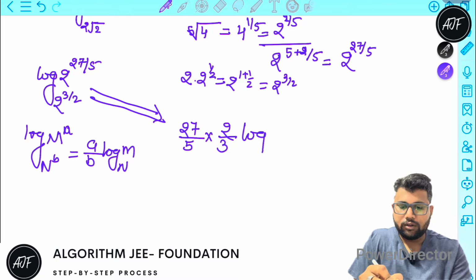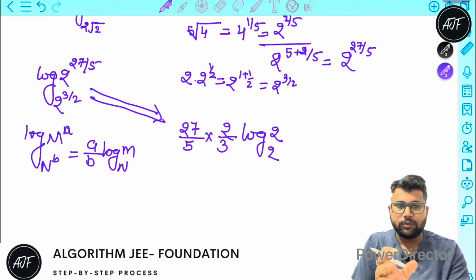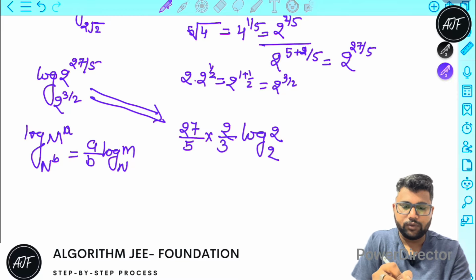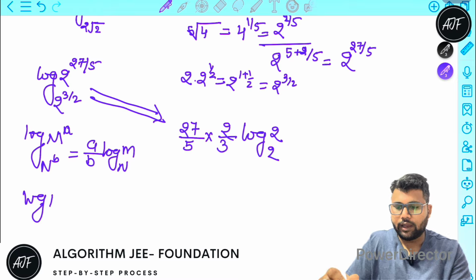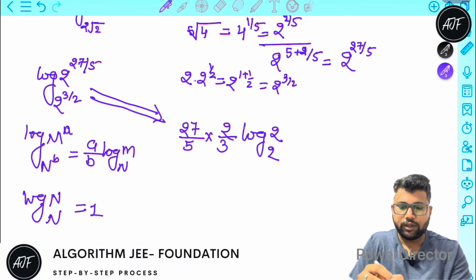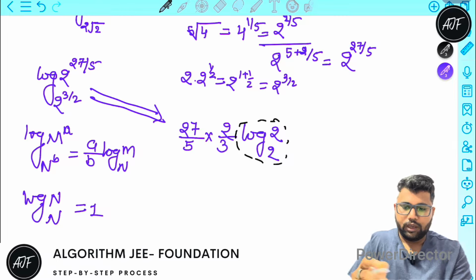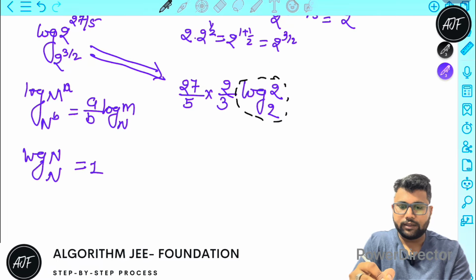Now it is log 2 and the base is 2. If base and log are same, then the answer is 1. Another property: log n to the base n, the answer is 1. So now this one is 1 totally. If it is 1, then calculate only the remaining answer. So 3 cancels out 9 times, so 9 into 2 is 18 divided by 5 is the answer.